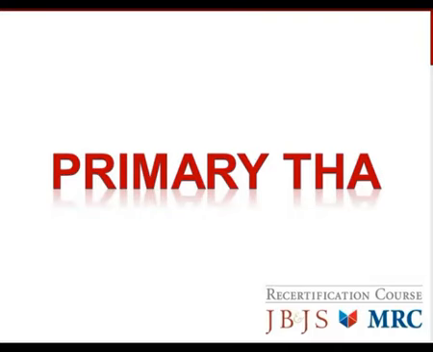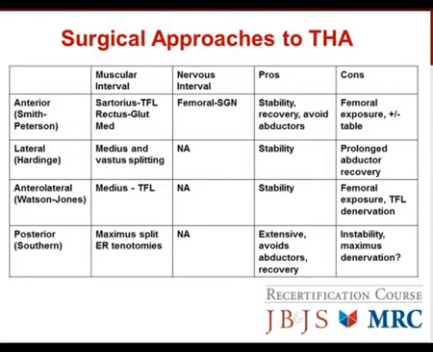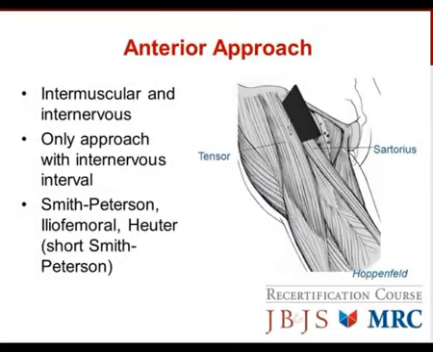We're going to jump right in with primary total hip arthroplasty. Now the surgical approaches to total hip arthroplasty are very testable topics, and it's important that you have a good, solid understanding of the muscular intervals, the nervous intervals, the pros and the cons of all four of these approaches. Now we'll review each one of these in detail, but I have this slide here for you as a summary. The anterior approach is the only approach that has a true internervous interval. The intramuscular interval is between the tensor and the sartorius, as is depicted here.